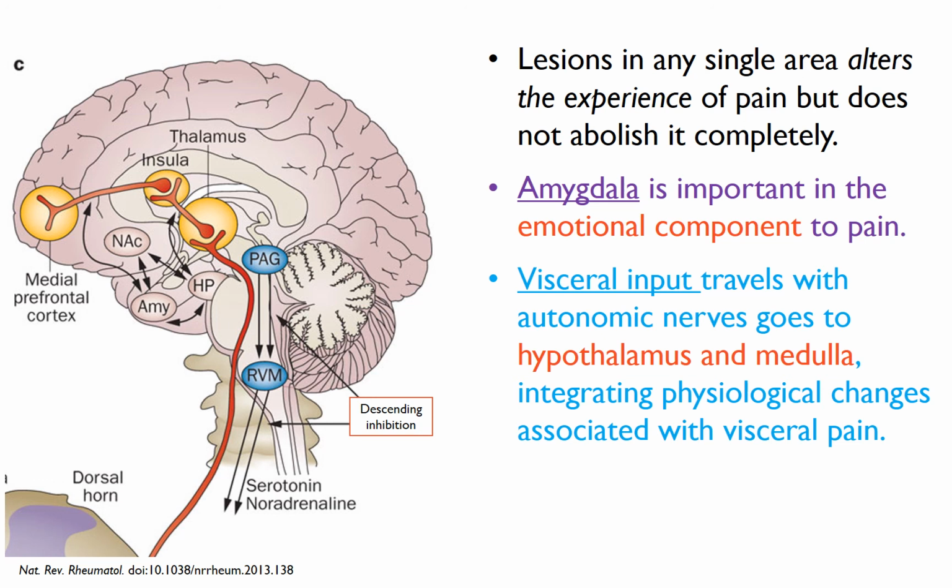And then finally, when you have pain that is arising from the viscera or visceral input, that's going to begin to integrate the physiologic autonomic response. Then we're talking about the hypothalamus and the medulla working together. Just remember that a lesion in any single area may change the experience of pain, but it does not abolish it completely. And that concludes this lecture series.